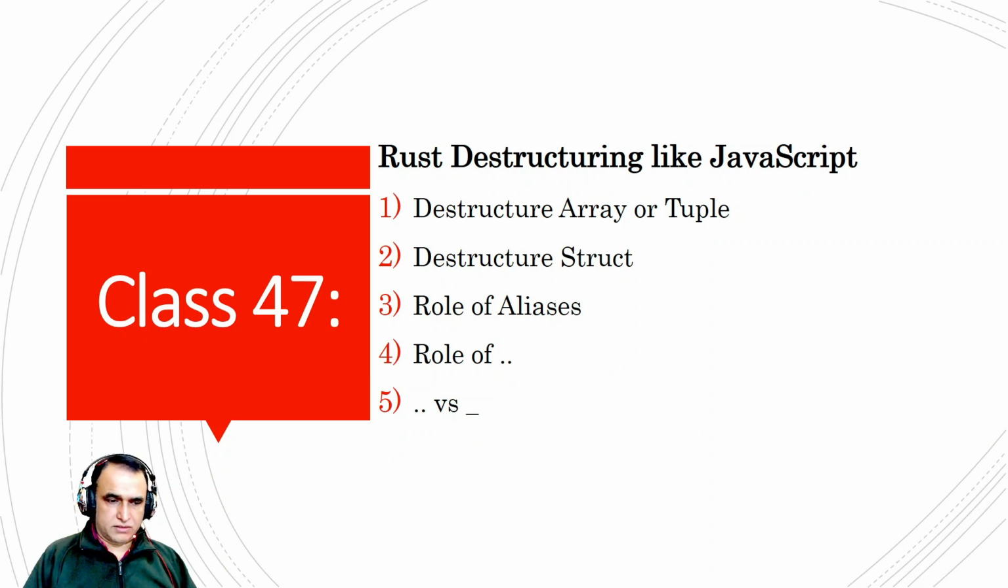In this class number 47, we are going to learn the concept of destructuring in the Rust programming language. This concept is very famous in JavaScript. If you know JavaScript, you can easily understand destructuring. But if you don't know JavaScript, don't worry, I am going to help you understand how to do destructuring in Rust with array, tuple, structure, the role of aliases, dot dot, and the difference between dot dot and underscore. All those concepts we are going to understand.